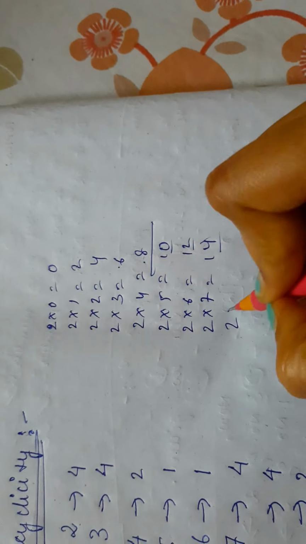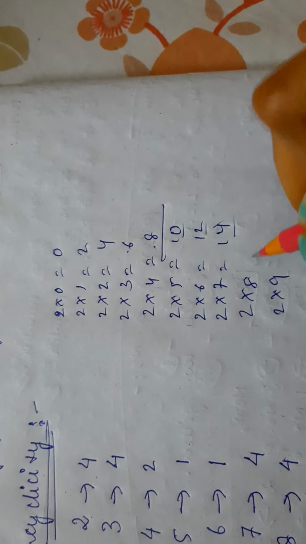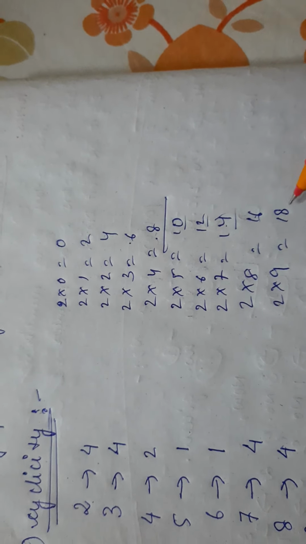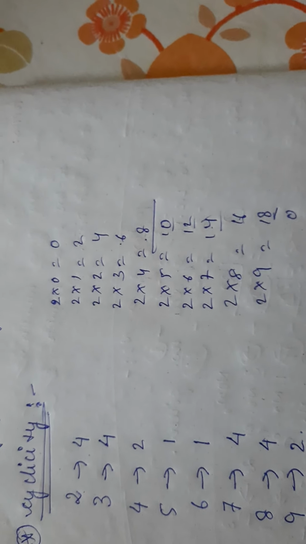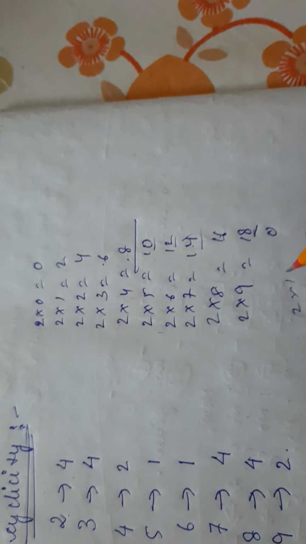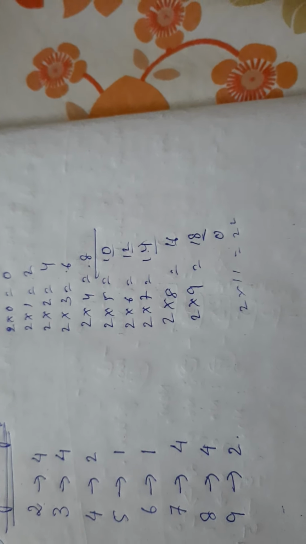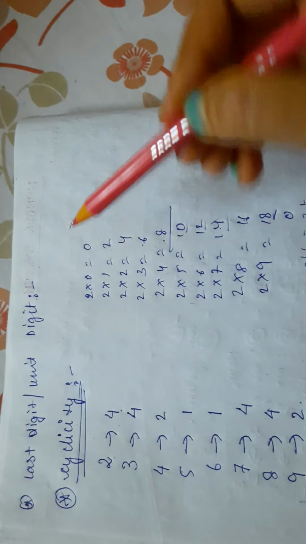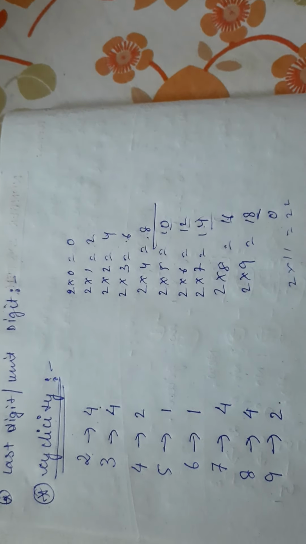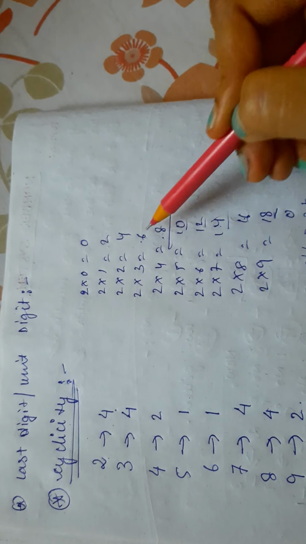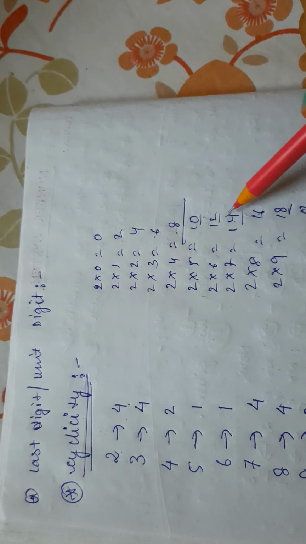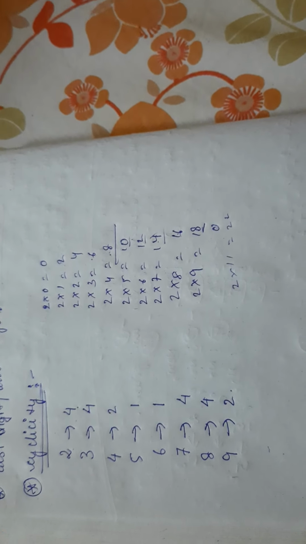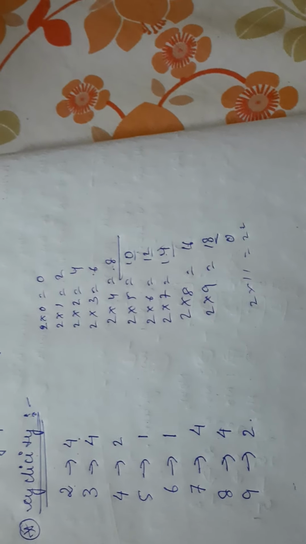So like this, if you do again 16, 18, so 1, 2, 3, 4, again it will be 0, then 2 into 11, 22, again it will be repeated. So this is what is cyclicity. As cyclicity of 2 is 4, 1, 2, 3, 4, again 0, 2, 4, 6, 8, again 0, 2, 4, 6, 8, the repetition will go on. So this is what is called cyclicity.